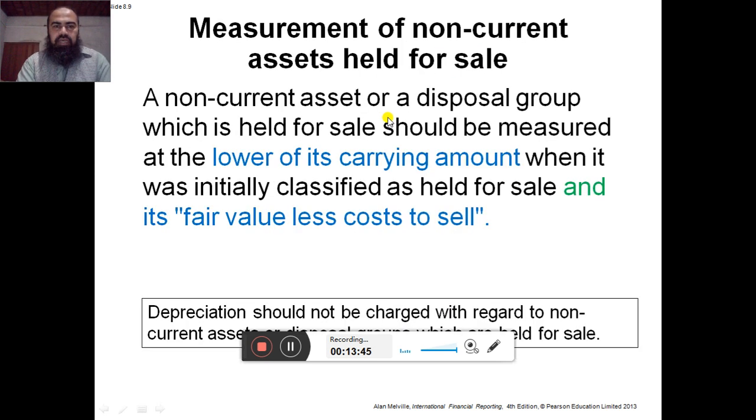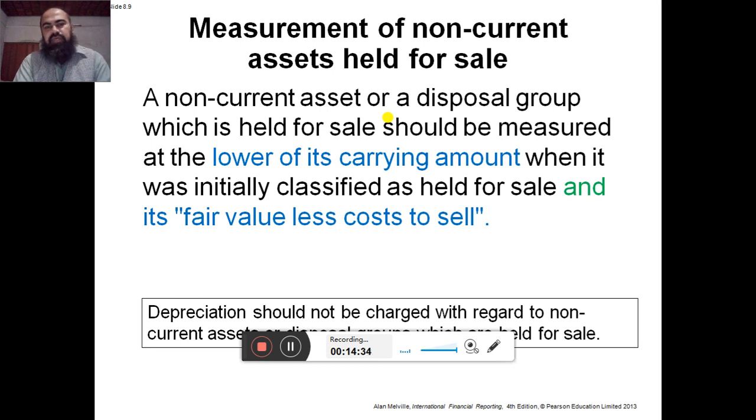So after the definitions, we come to the most important part of this lecture, which is the measurement of non-current assets held for sale. We have learned the definitions of carrying value, fair value, and cost to sell. And these three definitions will be used here in the measurement of non-current assets held for sale. So come to the point, a non-current asset or a disposal group which is held for sale should be measured at the lower of its carrying amount when it was initially classified as held for sale, and its fair value less cost to sell.